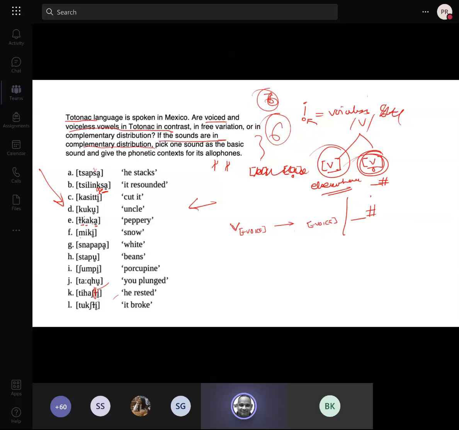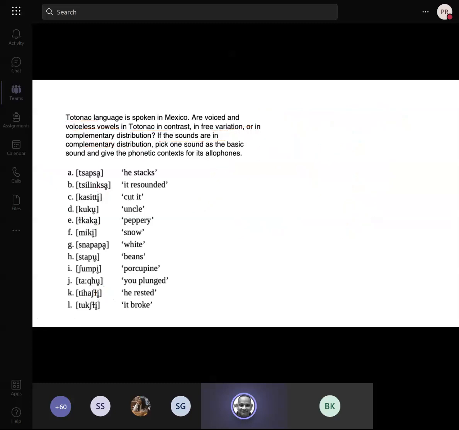So did we answer the question? Are they in free variation or complementary? Okay, they're in complementary distribution. So the correct answer is that these two vowels are in complementary distribution, right? Which one is the basic sound or phonemic sound? The voiced one is the phonemic sound, right? And the phonetic context for its allophone is basically word final position. Fine.